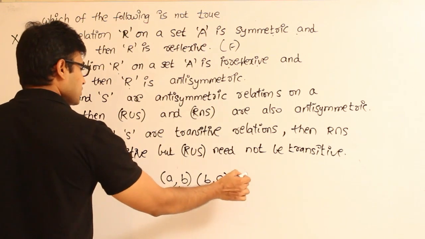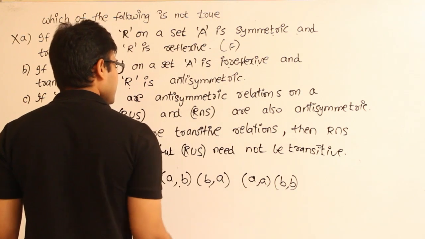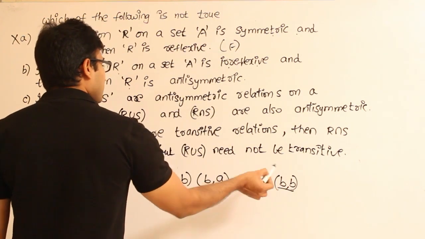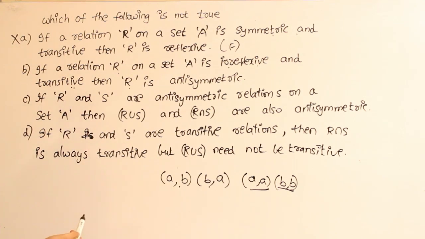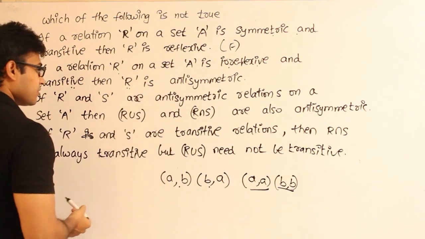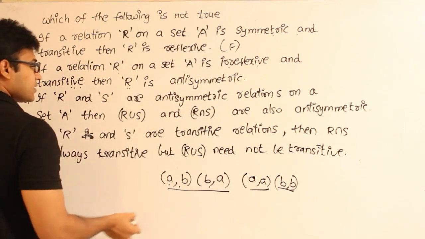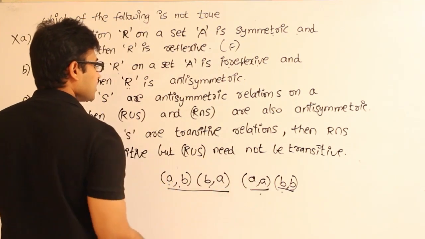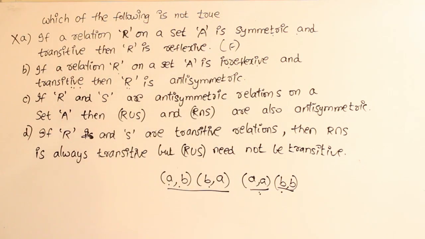Because of the presence of these two elements, definitely (a, a) will be present and (b, b) will be present. Now if these two are present, it cannot be irreflexive, but it is already given that it is irreflexive. Therefore our assumption is false. What is our assumption? My assumption is that R is not antisymmetric because of the presence of these elements, but since it is already given that it is transitive, these two elements should be present, which is causing R to not be irreflexive, which is false. Therefore it definitely should be antisymmetric.